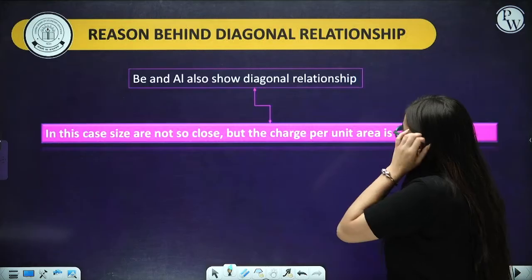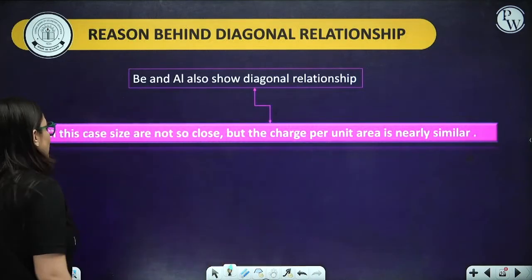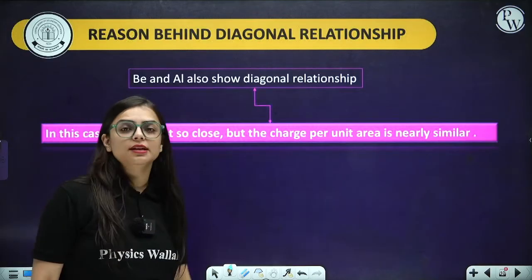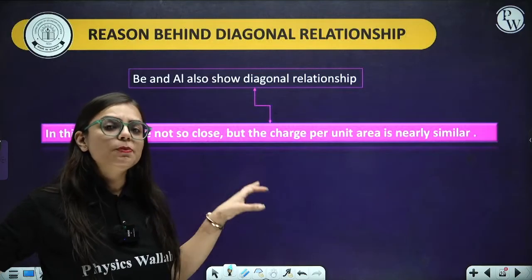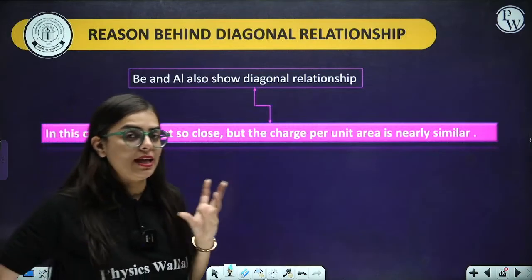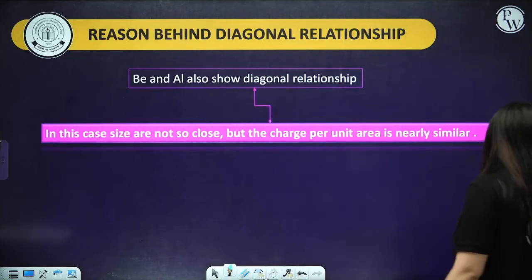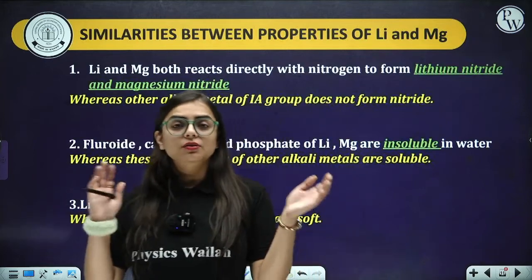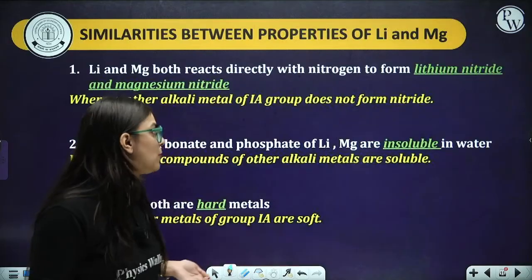Now let us see the next part. Beryllium and aluminium also show diagonal relationship. Why? In this case, sizes are not so close, but the charge per unit area is nearly similar. So we told you there were some reasons where size was responsible, but over here size is not that close, but yes, charge per unit area is nearly similar. So they also show the diagonal relationship with each other. Now, what are the similarities? That's why they are exhibiting the diagonal relationship. Let us read it one by one.